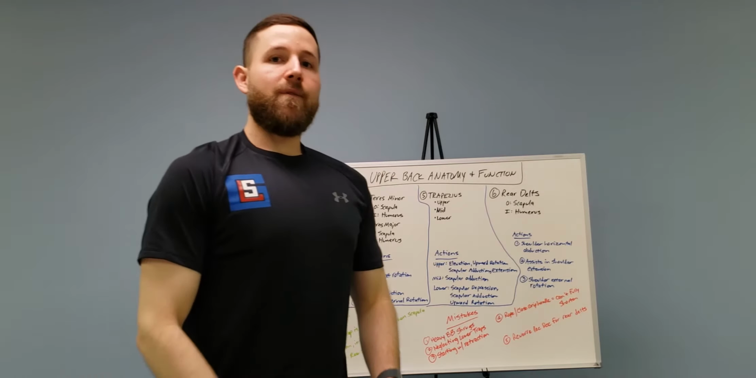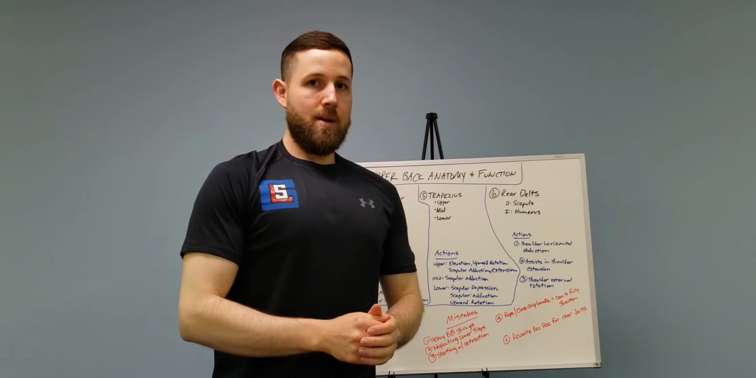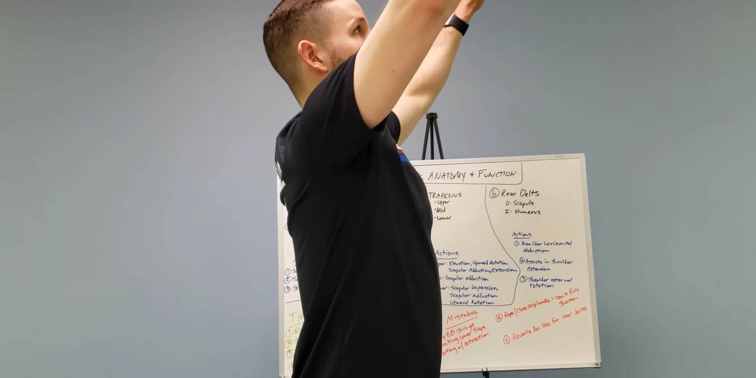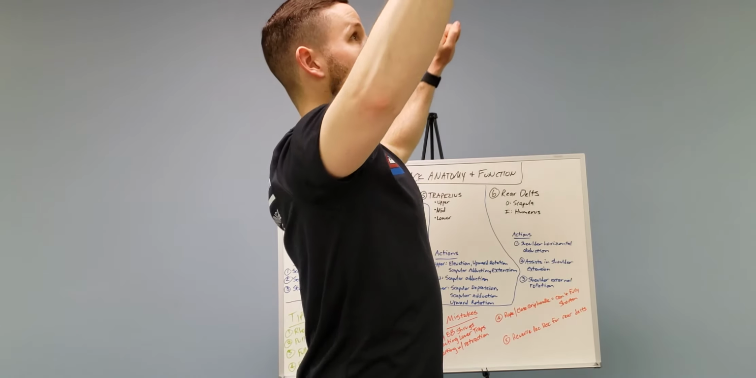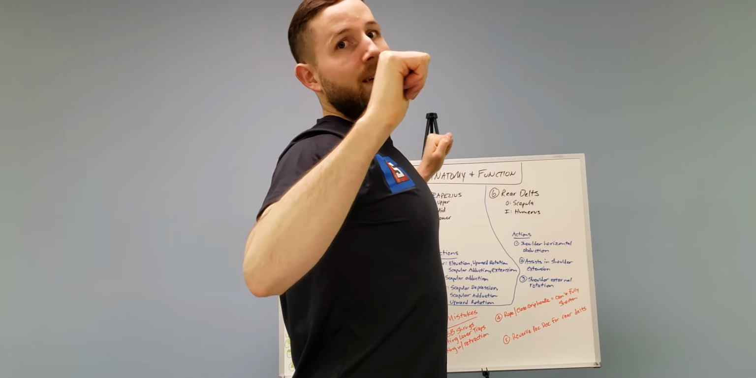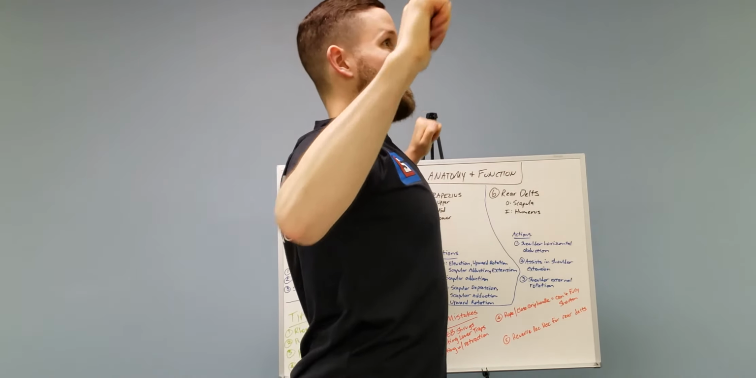Tip 4, you want a fluid pulling motion. So what I mean by this is you want to initiate with the humerus and then let the scapula come along after that. You want it to be fluid.